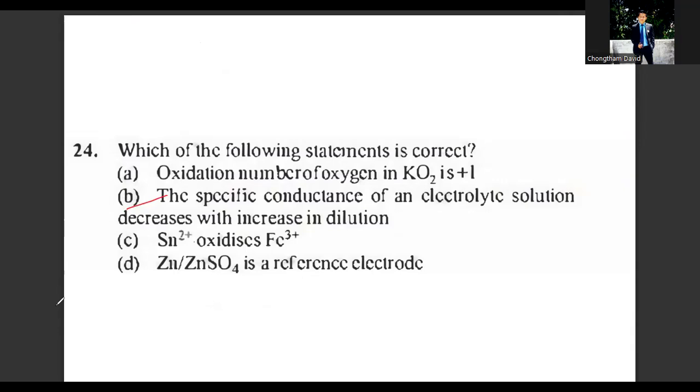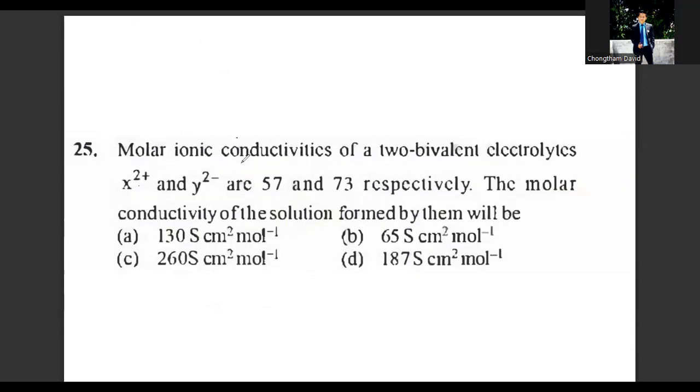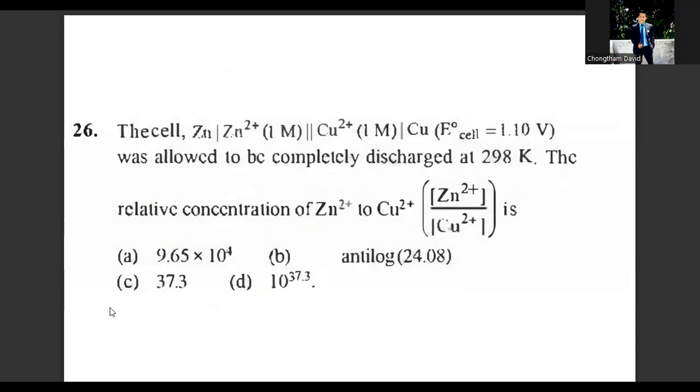Let's read question number 25. Molar ionic conductivities of the two bivalent electrolytes are 57 and 73. The molar conductivity of the solution formed by them will be. Now you have to add these two values and you can easily get the answer. What is the answer for this addition of 57 and 73? It would be 130, right? So it is the answer, option A. Question 26. The cell, okay, you are given here cell notation.